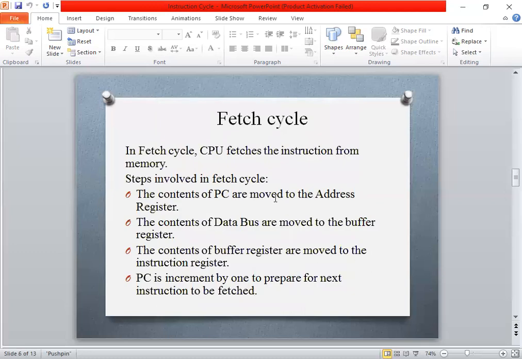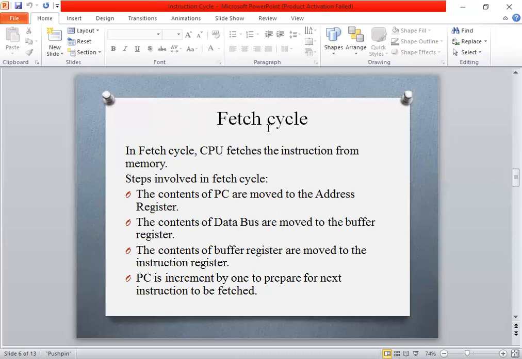Next slide, fetch cycle. In this fetch cycle, the processor fetches the instruction from the main memory. PC is loaded with the memory address of the next instruction to be fetched. In the first step, the contents of PC are transferred to the memory address register. Memory address register is connected with the address line of the system bus.